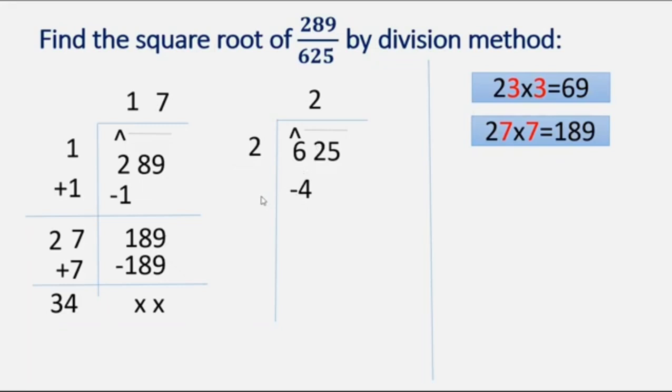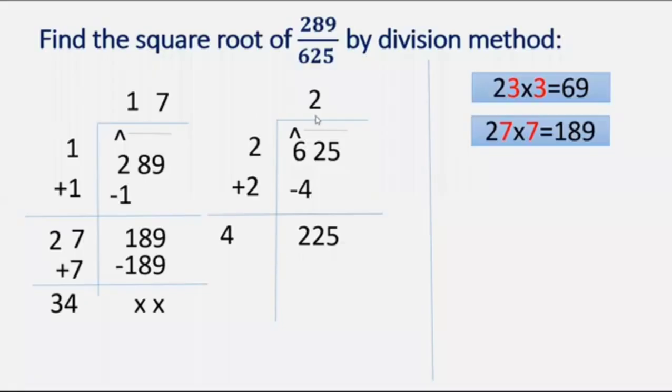Okay, now on the left hand side we are going to add 2 here. Okay, so 2 plus 2 is 4. And what about the right hand side, beta? 6 minus 4 is 2, and the pair will be copied as it is. Now we need a number which multiplied by itself gives 225. So just check the number which is in the ones place.